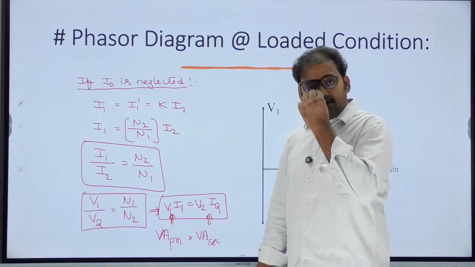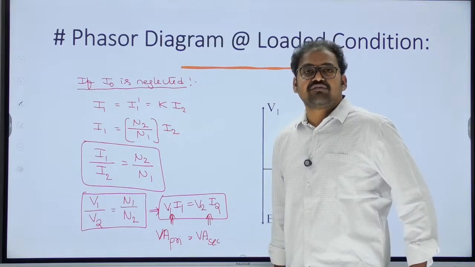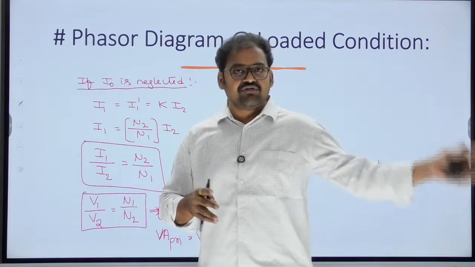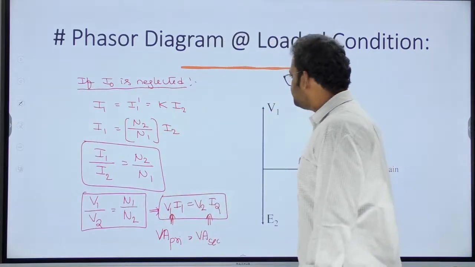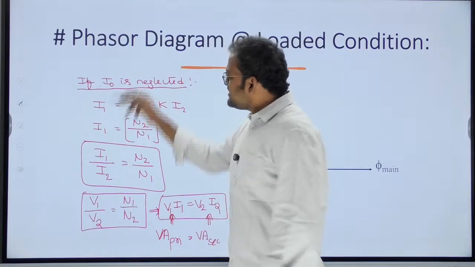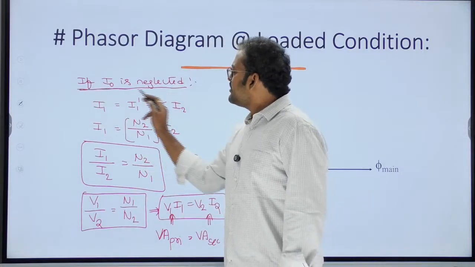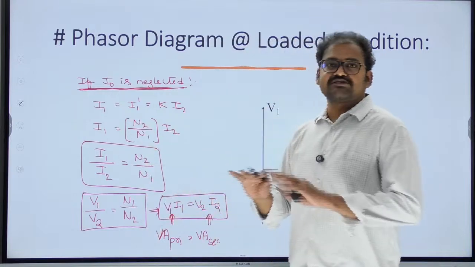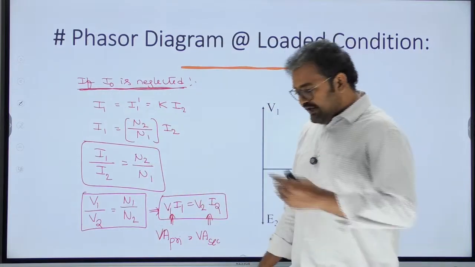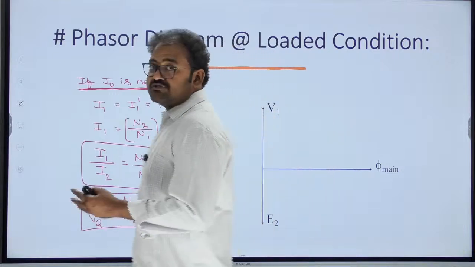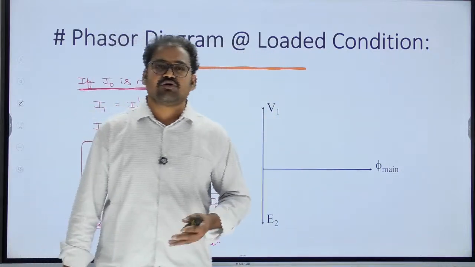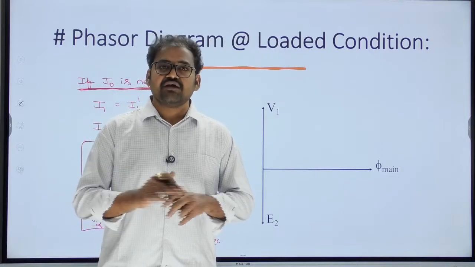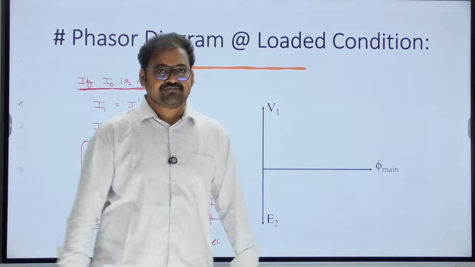So a transformer is a constant volt ampere device. Whatever volt ampere power you give on the primary, the same volt ampere power will be delivered to the secondary. But remember, all this information is valid only when I naught is neglected. If I naught is not neglected, all these formulas will not be valid. But it is a valid assumption. Why? Because the no load current I naught is very, very small. So neglecting I naught is definitely not going to be a big error.